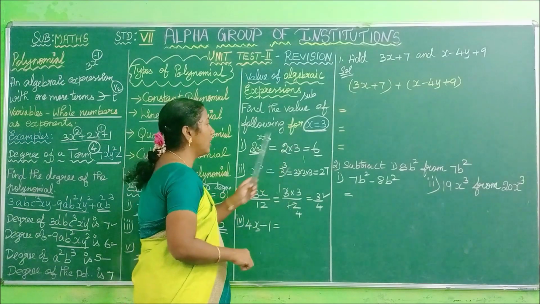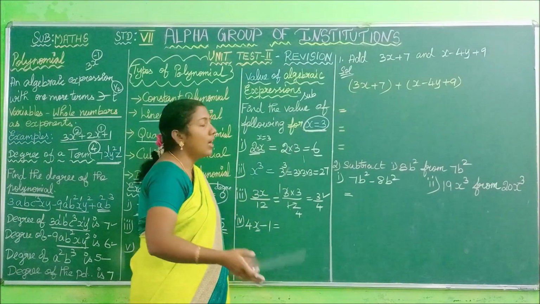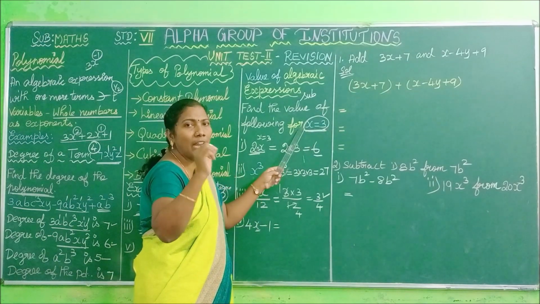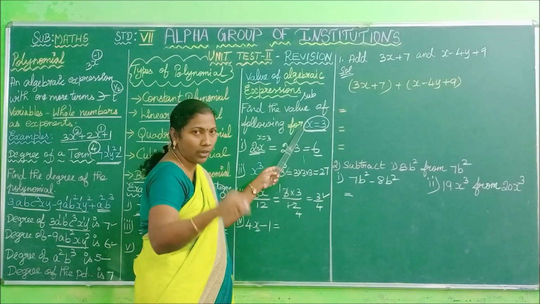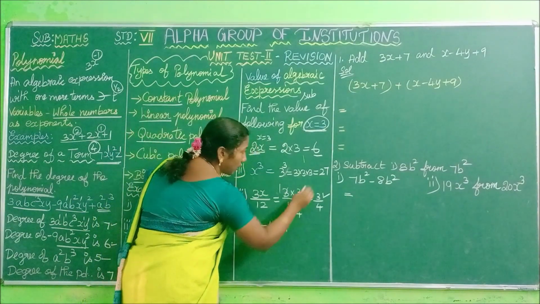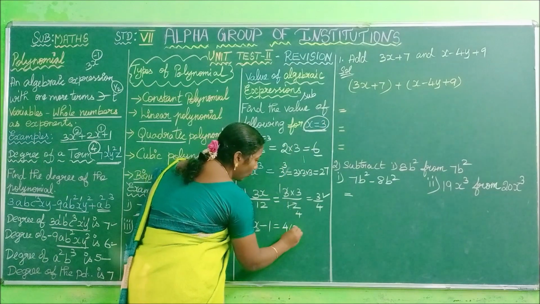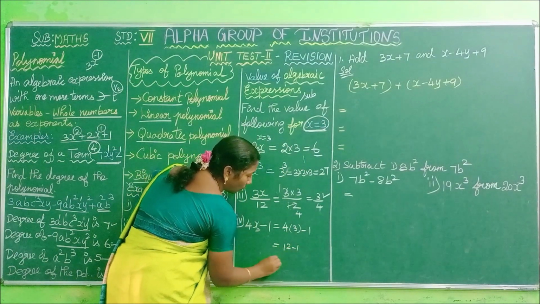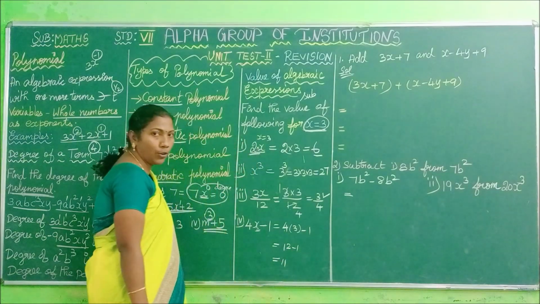Suppose in the question, they are giving the expression in terms of y and they give the values for y, you have to use the value for y instead of x. Okay. See here, 4x minus 1. Instead of x, you are substituting the value 3. So 4 into 3 minus 1. 4 3s are 12 minus 1. 12 minus 1, what is your answer? 11. Do you understand children?